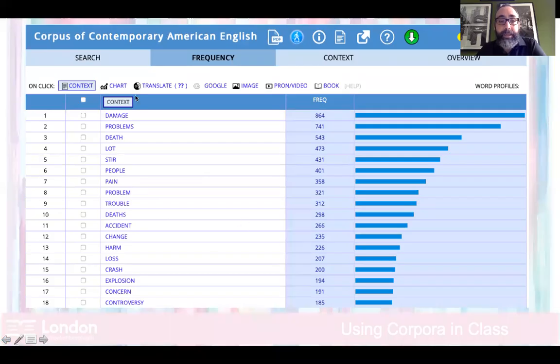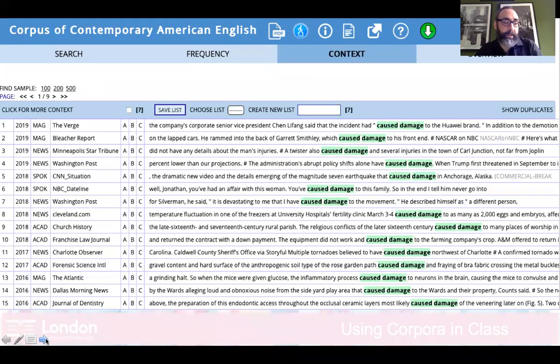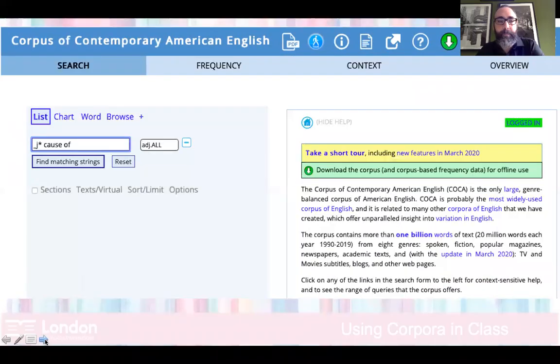And if you click on damage, for example, it will give you the context again in which this word is used. So cause damage to whatever it is. And again, we see the collocations for damage, that cause damage to something, to his family, to the movement, etc.